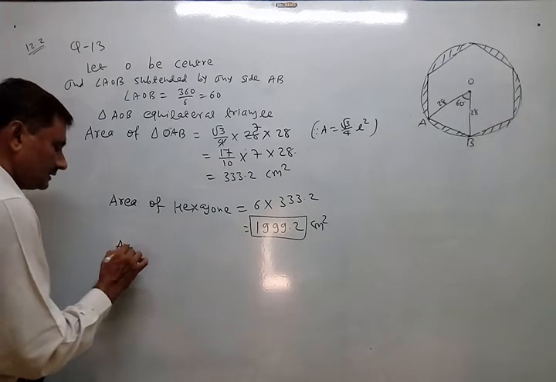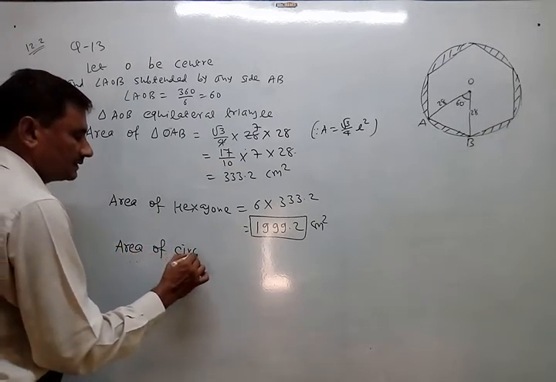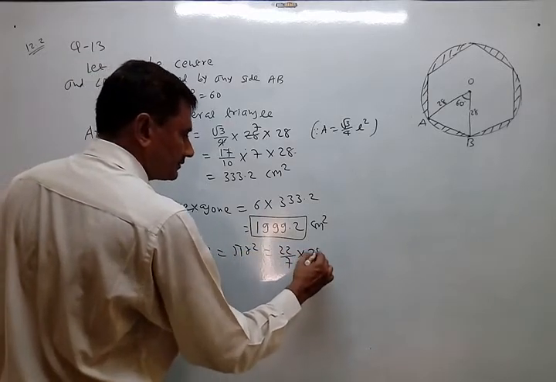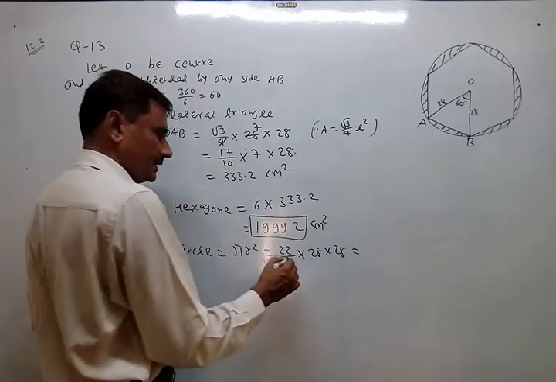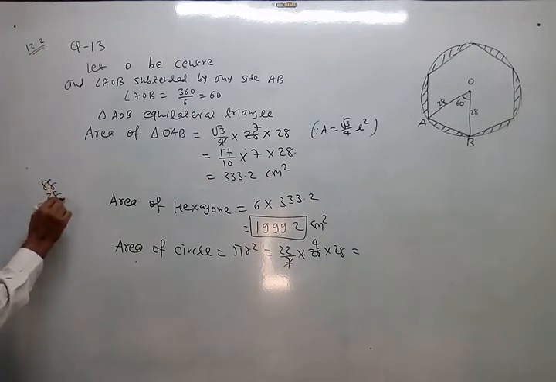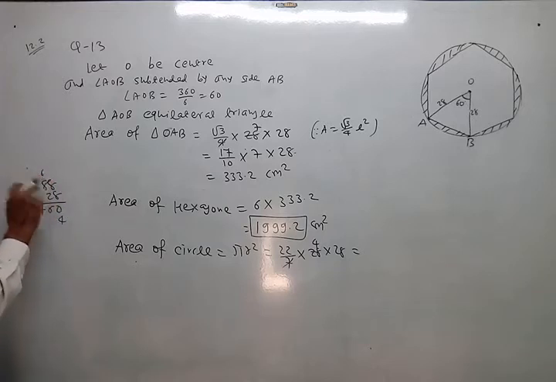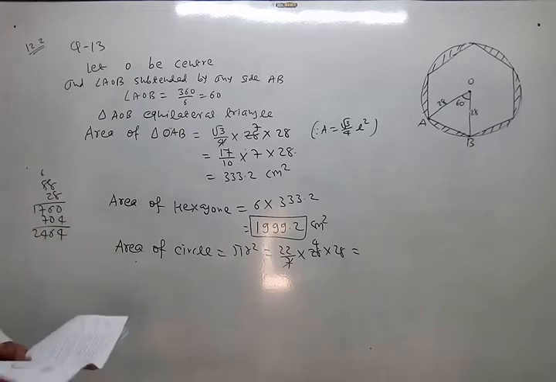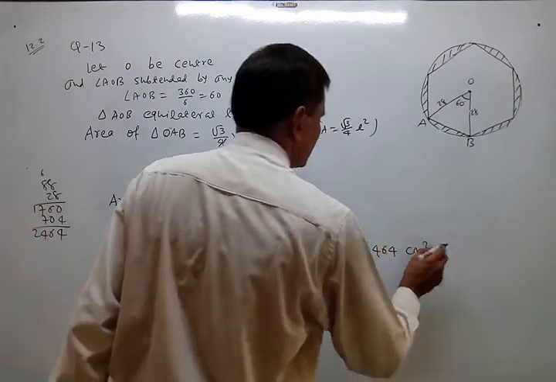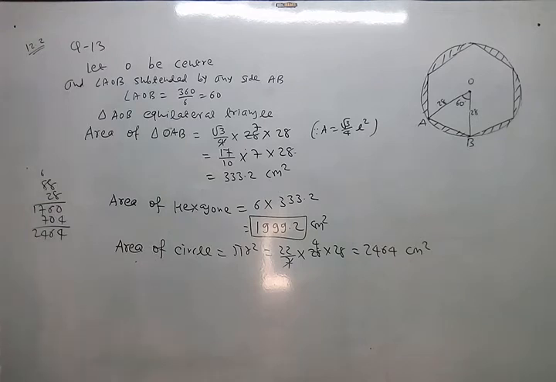So now the area of circle, you know, is pi r square, equal to 22 by 7 into 28 into 28. The radius is given there, 7 fours are 28. So 88 into 28: 8 twos are 16, 8 eights are 64, and so on, giving 2464 centimeter square. Now you can give your final answer.